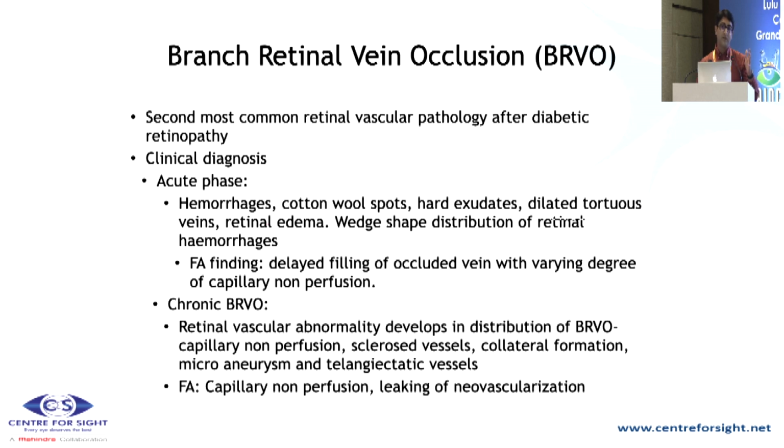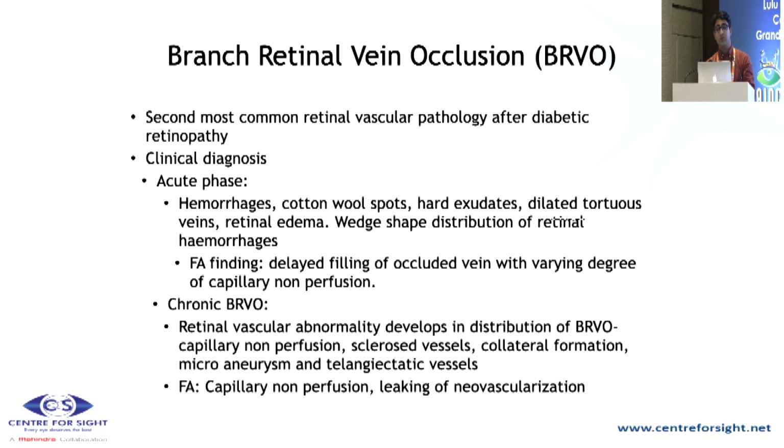And we have an acute phase and a chronic phase. In the acute phase, what we see are hemorrhages, soft exudates, hard exudates, tortuous veins, retinal edema, and an S-shaped distribution of the retinal hemorrhage around the vein occlusion. The FA findings conventionally show delayed filling, but most of the time it's obscured because of hemorrhages.